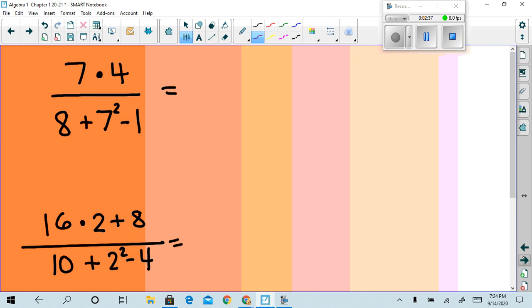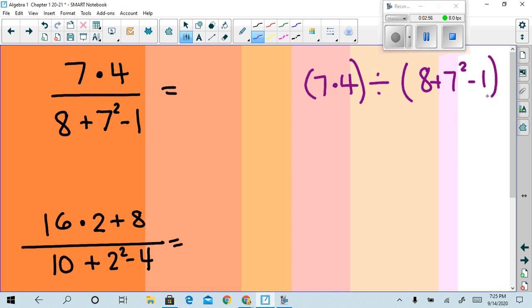I'll go over 1 or 2 because again the fraction bar may be something you're not familiar with. We think of this as grouping. Now I can group this 7 times 4 divided by parentheses 8 plus 7 squared minus 1. That's another way to write the same problem. But basically all you need to do is simplify the top. 7 times 4 is 28. On the bottom we'll have 8 plus 49 minus 1.